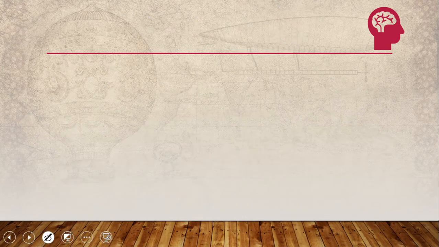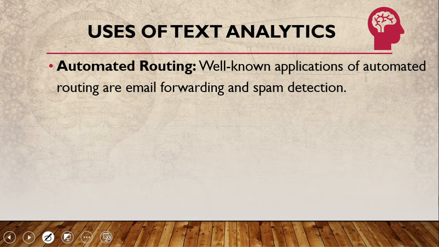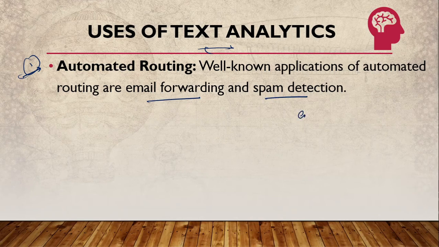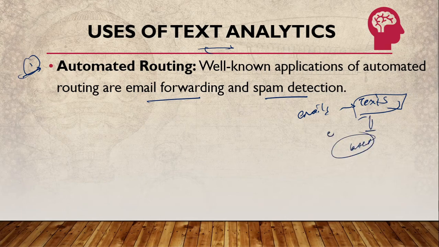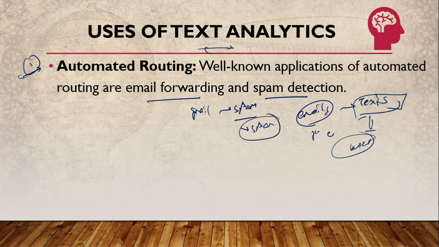Next, what are the different methods in which we can use text analytics? One is automated routing. One of the ways text analytics is useful is email forwarding and spam detection. We all know that emails basically consist of plain text. When we run analytics on this, we can identify by the content of the text whether an email is a spam email or a genuine email. In Gmail, you will see there are some spam emails which Google itself identifies and puts in the spam folder. This is actually done using text analytics in the background by Google.